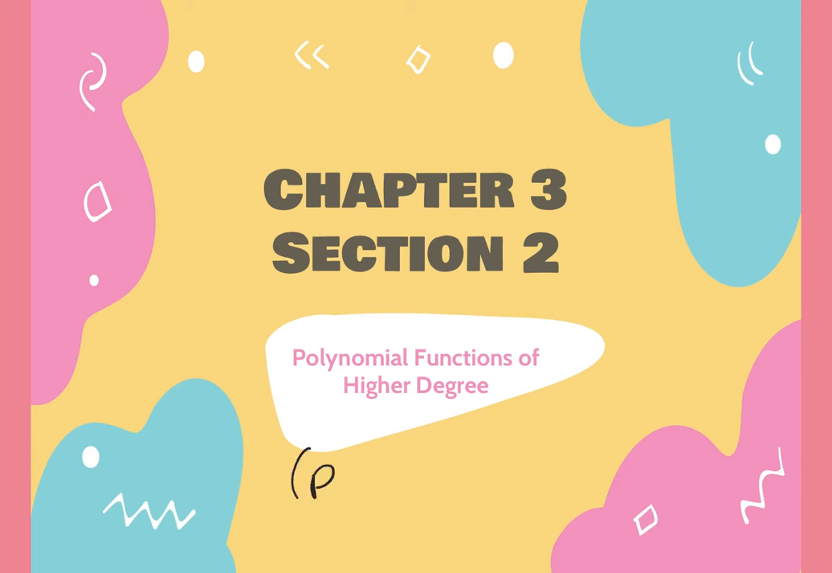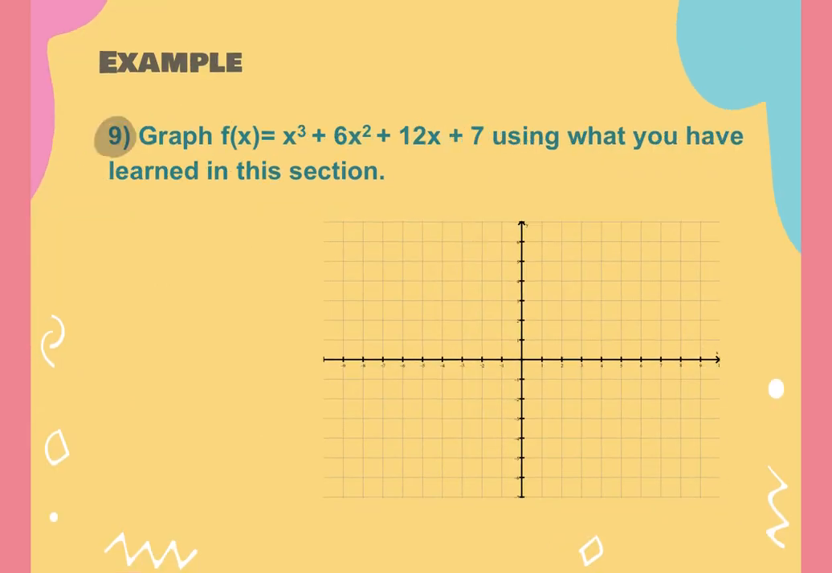So this is part 2 of 3-2. We're going to skip a couple. We're going to go straight to 9. All right, so what can you tell me about this graph before you even get heavy into the work?